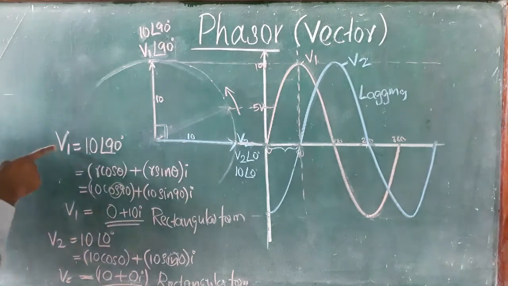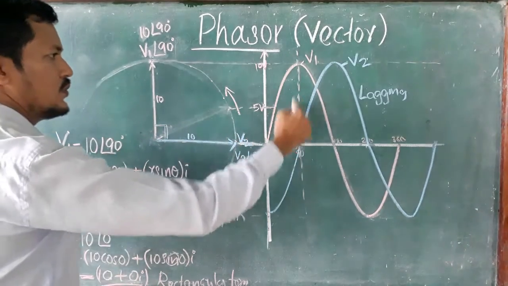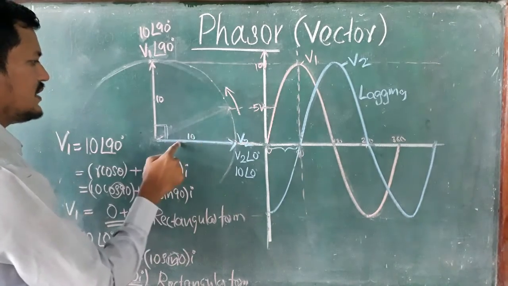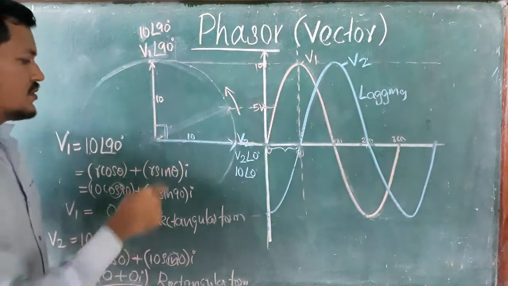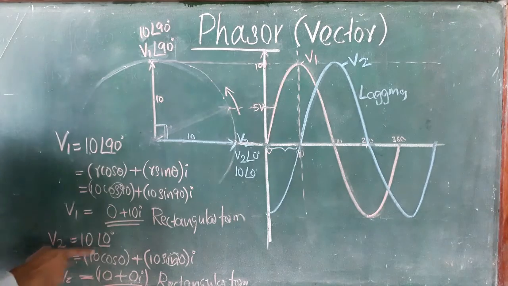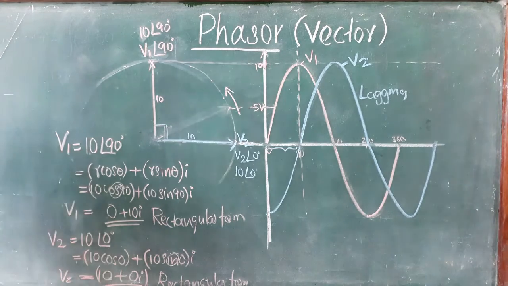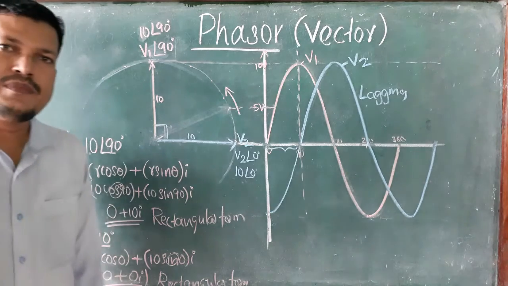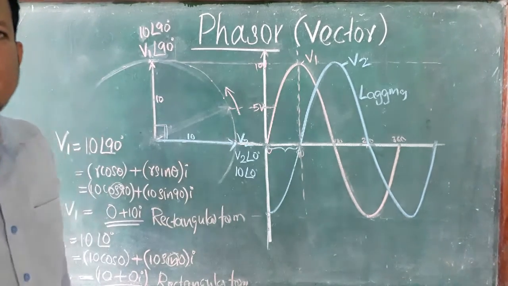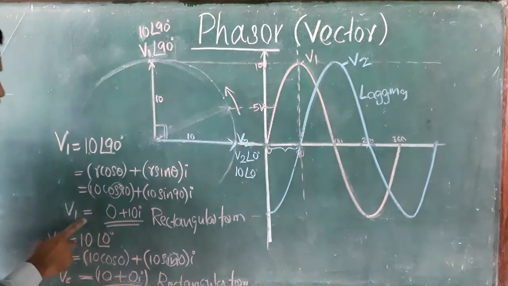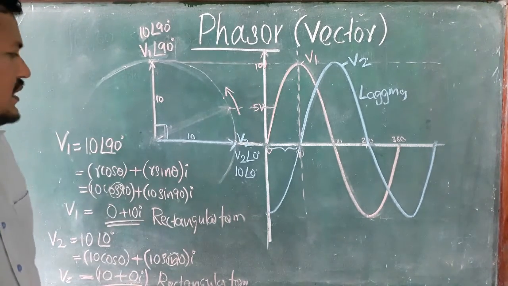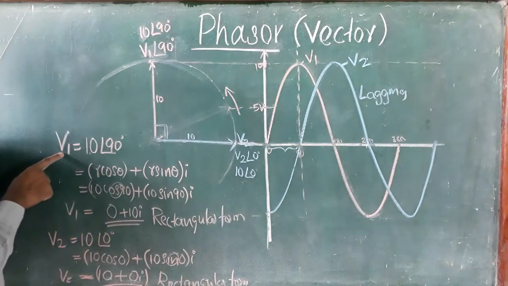Clear? So for both values we converted two waveforms, or two alternating quantities, into phasors. The phasors are in polar form. That polar form we convert into rectangular form. So we did one comparison. What is the advantage of polar form and what is the advantage of rectangular form? For addition and subtraction we can use rectangular form, and for division and multiplication we can use polar form.